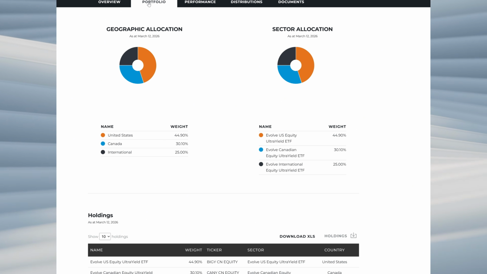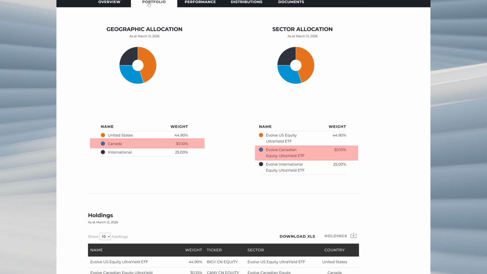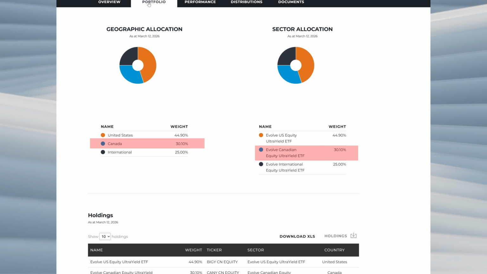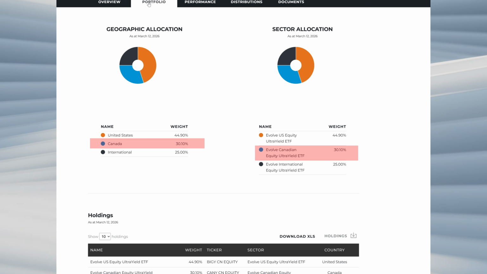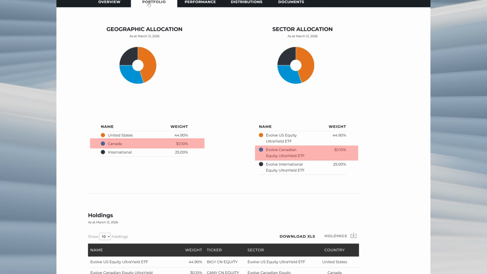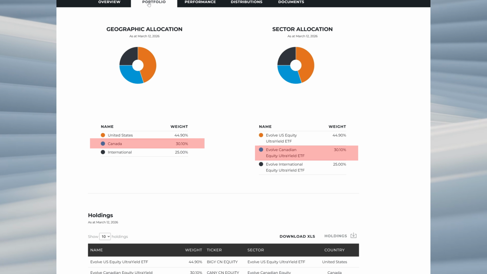Second is our domestic allocation, the Canadian market at 30.1%. The underlying asset is CANI, Evolve Canadian Equity UltraYield ETF. As a local play, CANI leans into domestic giants with a heavy emphasis on the financial sector, using a covered call strategy to provide a stable income base for the overall portfolio.